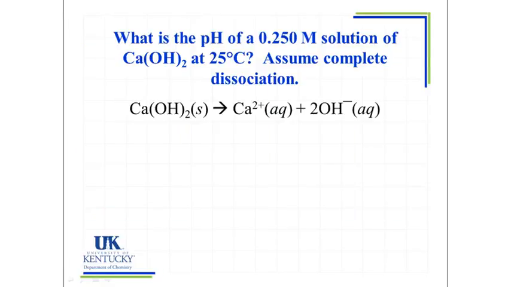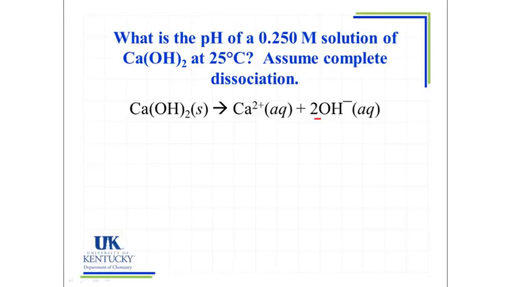So let's look at an example of how we can figure out what the pH is of a solution of a strong base. For a strong base, we can assume complete dissociation. This lets us write the reaction as calcium hydroxide completely dissociating, or ionizing, into the calcium and hydroxide ions. Note that we do have a 2 as a coefficient in front of the hydroxide because we need a balanced chemical equation.